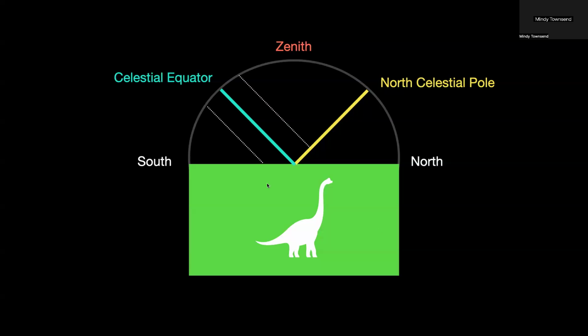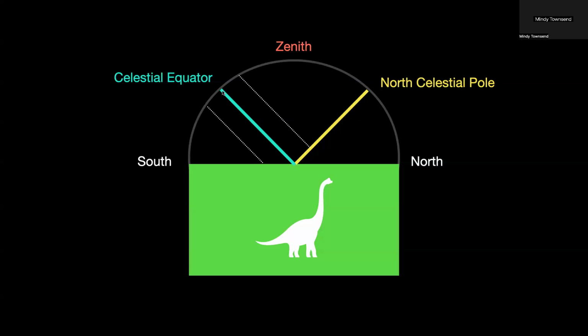90 degrees from the North Celestial Pole is the celestial equator. If the North Celestial Pole is Earth's axis projected out into space, then the celestial equator is Earth's equator projected out into space as well. This also happens to be the path of the sun on the equinoxes. So the celestial equator is also the path of the sun on the equinox.